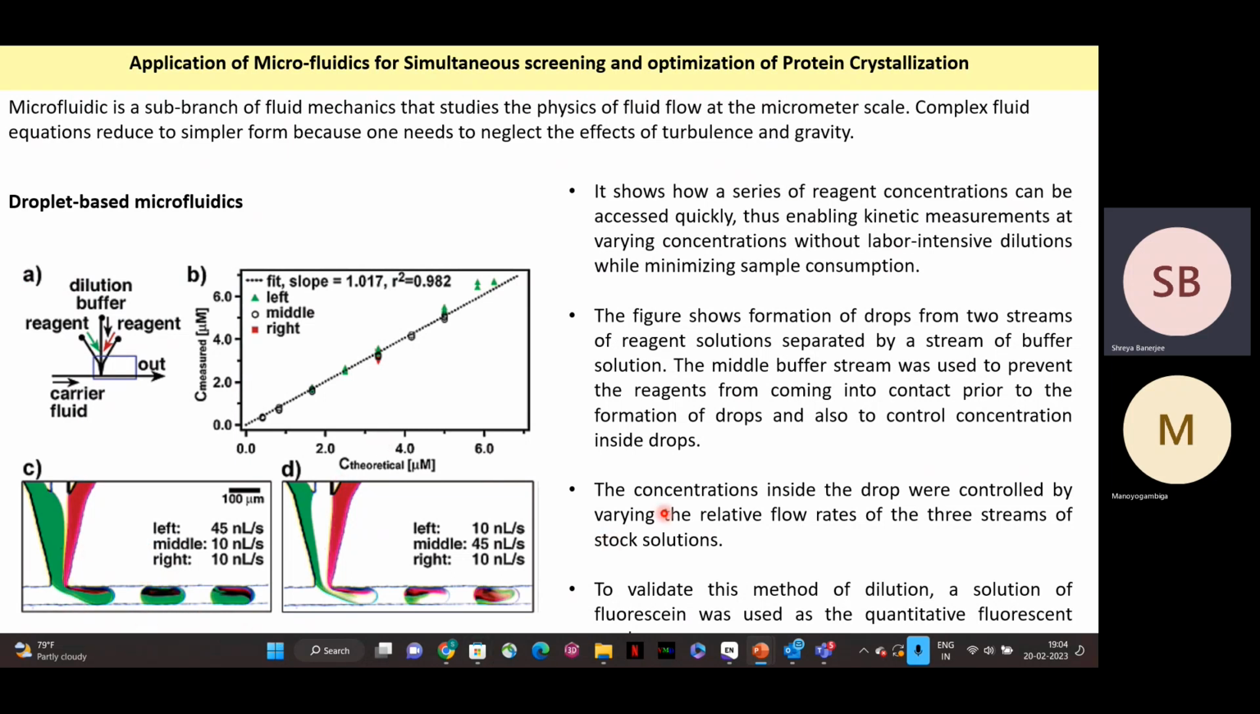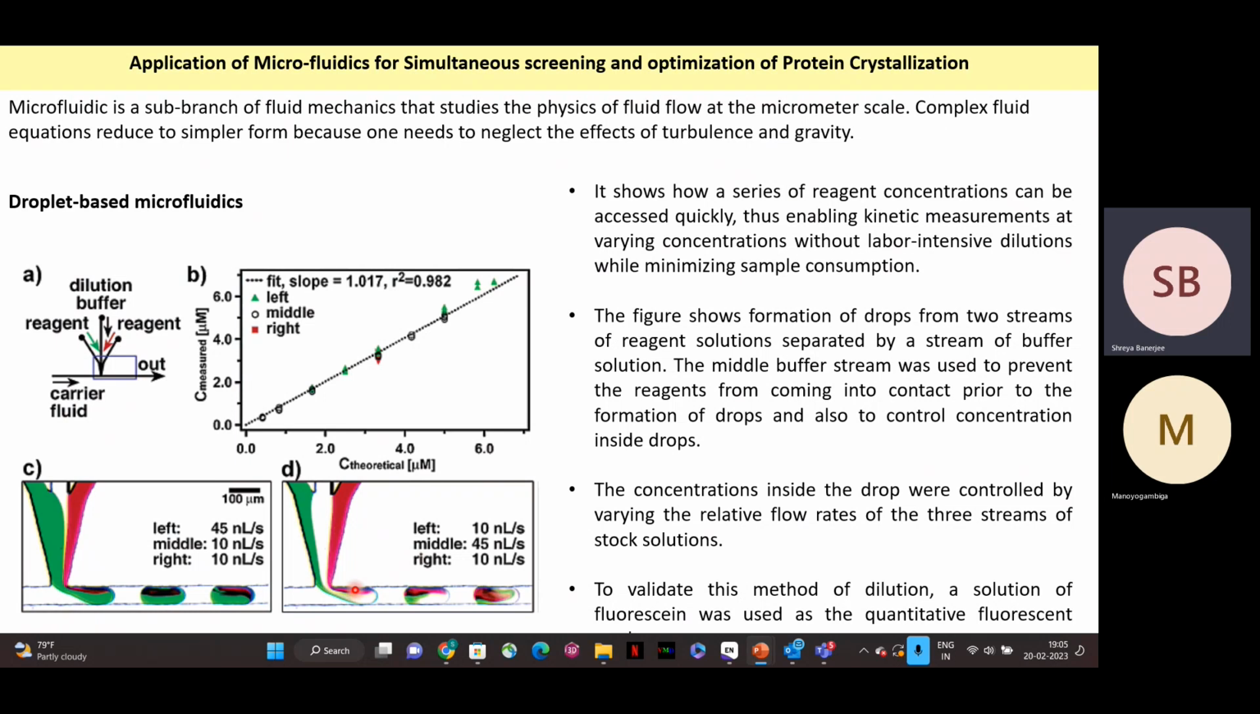So like this, you can control the concentration inside the drop by varying the flow rates of the three streams of the stock solution. So simply by varying the flow rates, you can get different drops having different concentrations of the reagents. So this is a way to get a variety of reagent concentrations very quickly and using minimum sample so that a lot of kinetic experiments can be done.